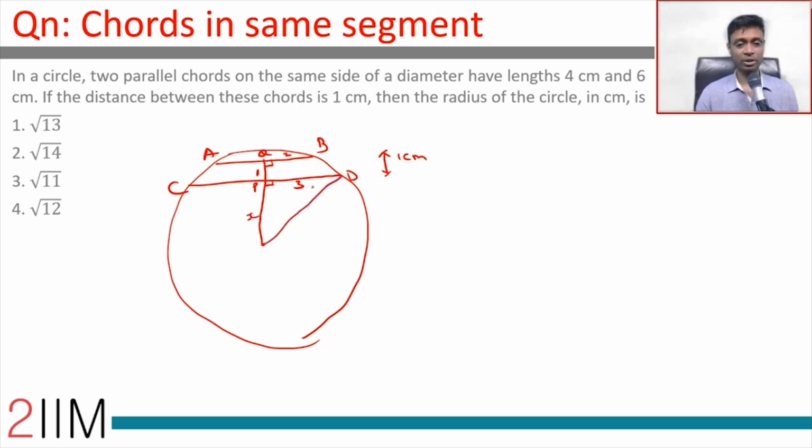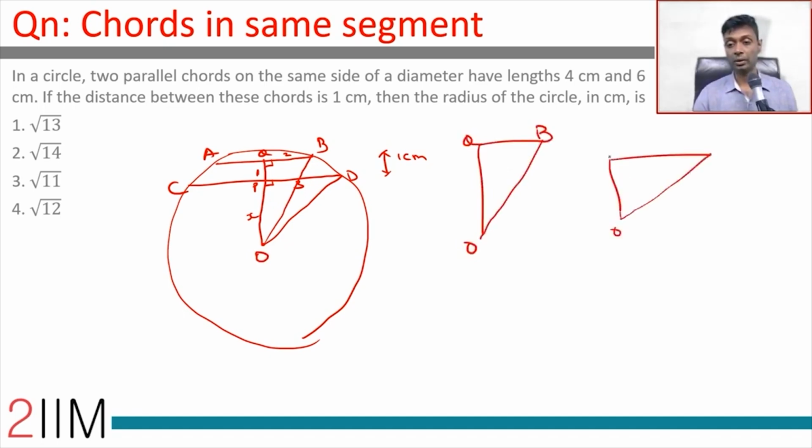Very simple question. Anytime you have any of these questions with chords and circles, draw a line from the center to the end point of the chord. Draw a line to the midpoint of the chord. You get right angle triangles. When you have two right angle triangles, OQB and OPD. If this is X, this is 3, and this is R. This is the radius, this is 2, this is x plus 1.